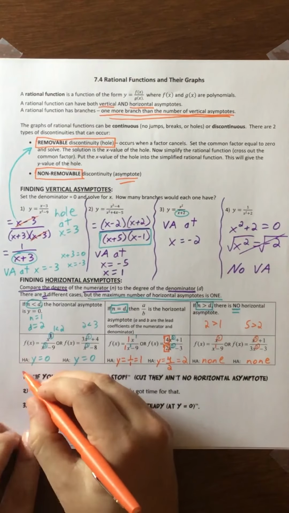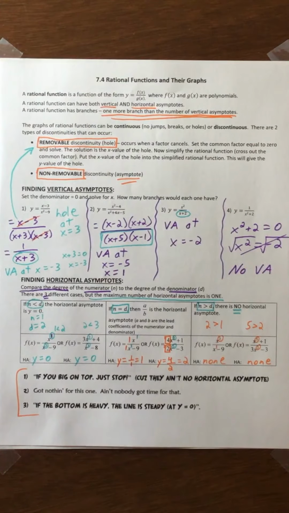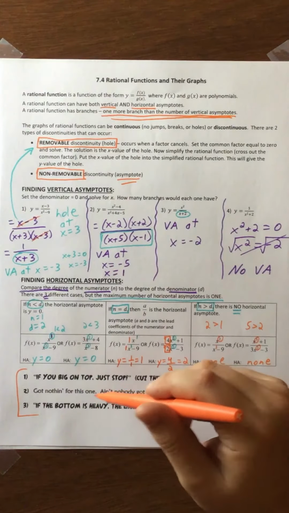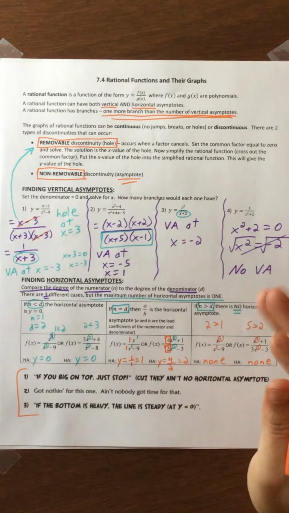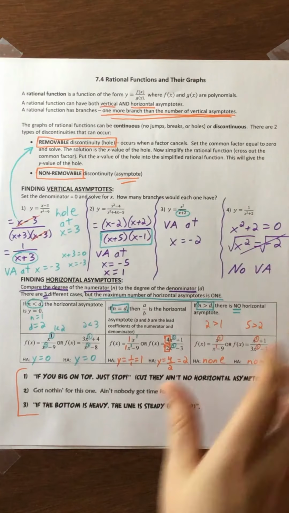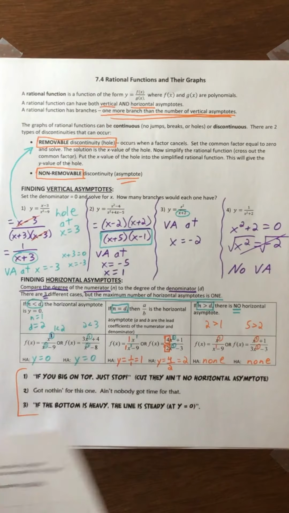And down here are just a few silly sayings to help you remember. If you're big on top, just stop, because there ain't no horizontal asymptote. So if your numerator is bigger than your denominator, no horizontal asymptotes. All right, if the bottom is heavy, the line is steady at y equals 0. Just some silly sayings to try to help you figure it out. Okay, so that's vertical asymptotes, horizontal asymptotes, and holes.